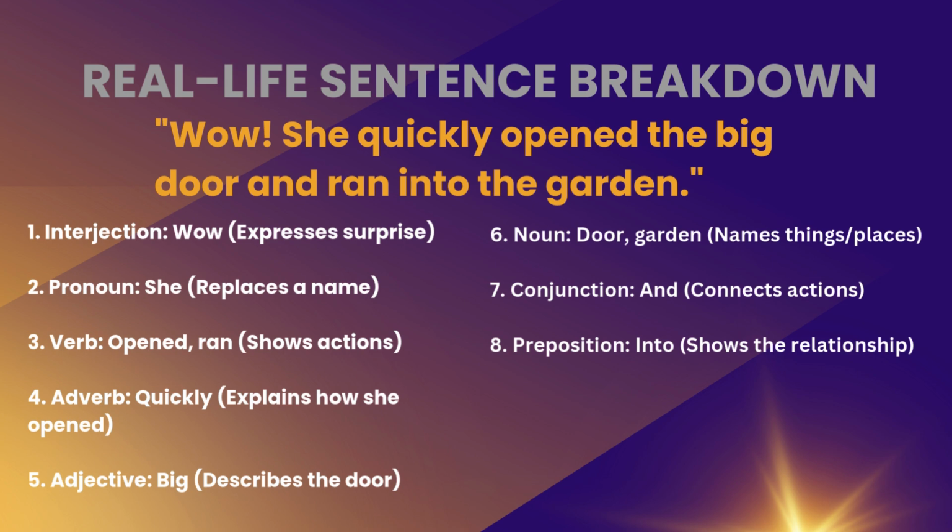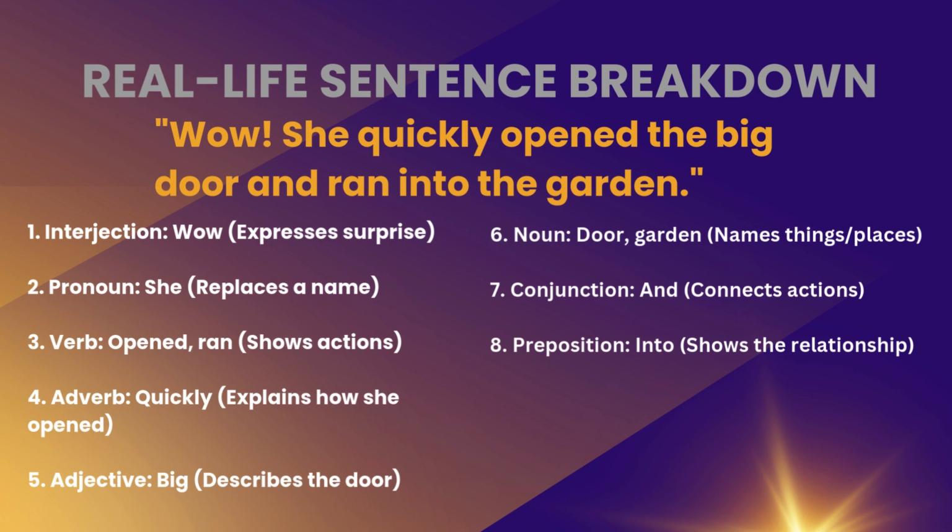Adverb. Quickly modifies the verb opened and tells us how the action was performed. It adds detail about the speed of the action. Adjective. The word big describes the noun door. It gives the reader or listener an idea of the size of the door, making the sentence more vivid. Noun. The nouns door and garden name the object and the place involved, serving as the foundation of the sentence.